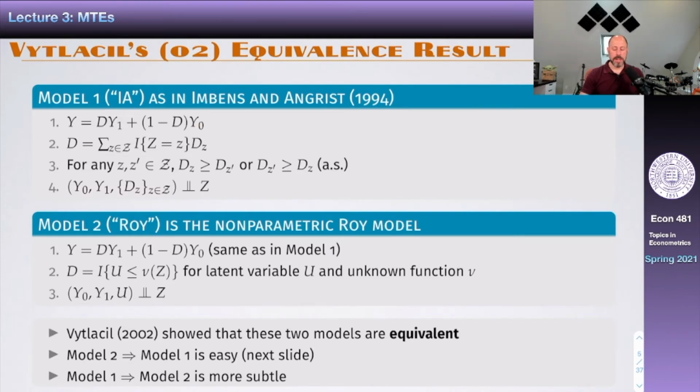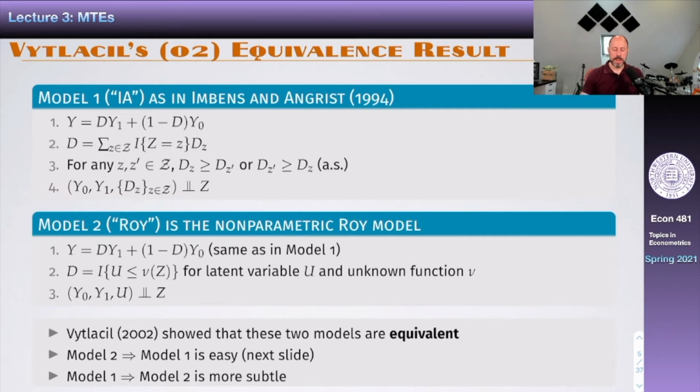Second one says that there are potential treatments as well, and that the observed D is just the value of your potential treatment given the value that you got for your instrument, here Z. The third condition is a so-called monotonicity condition, and I will say for any two values Z and Z prime, D_z is greater than or equal to D_z prime almost surely, or the other way around. And then the last one is that the instrument is independent of the potential outcomes and the potential treatments. That's exactly what we discussed last time.